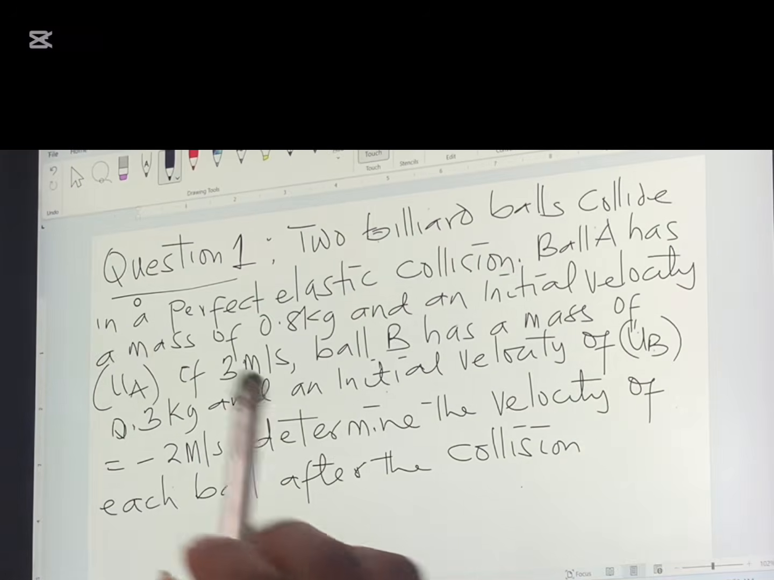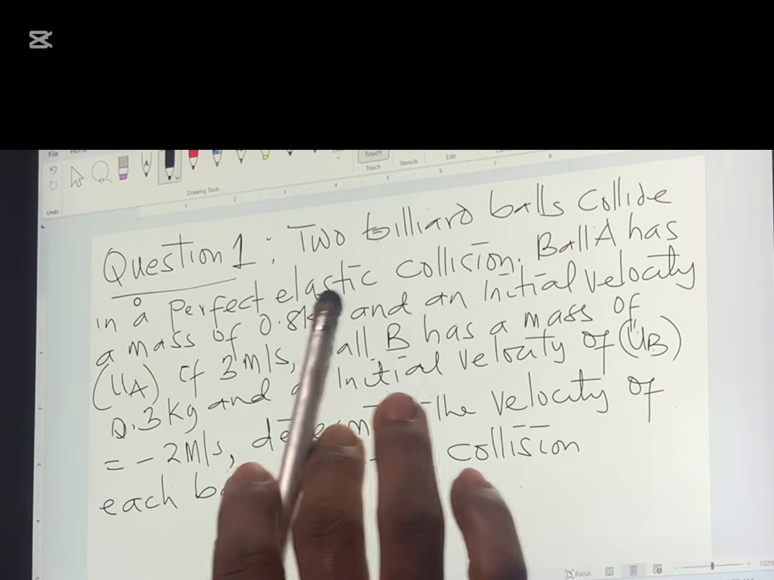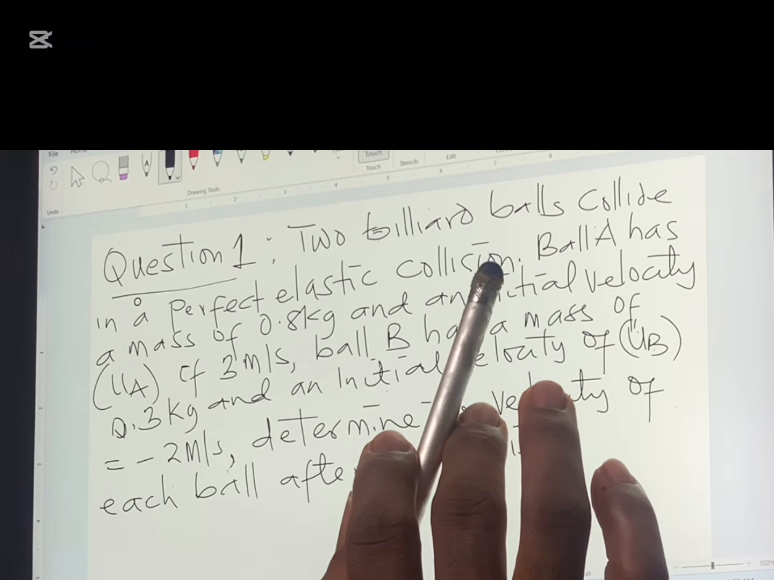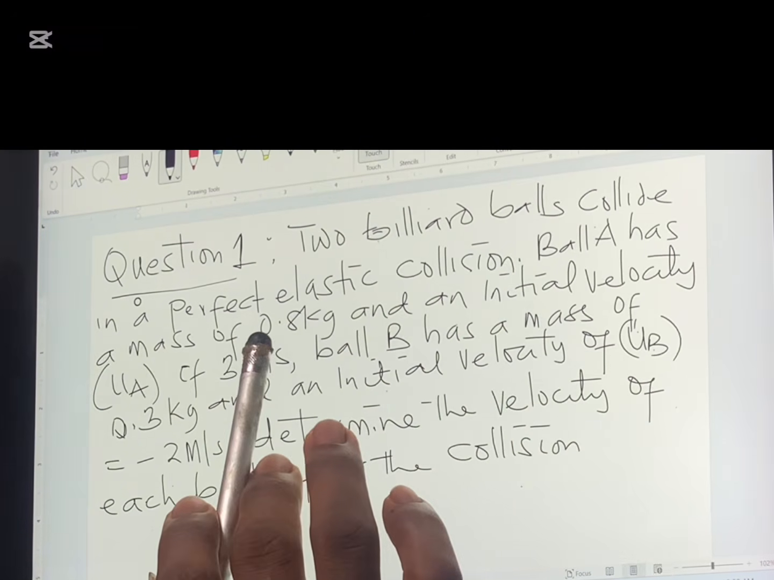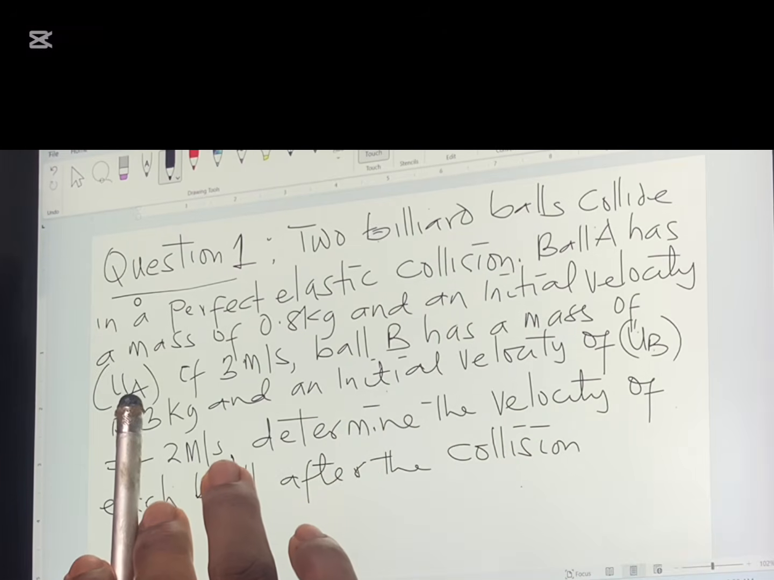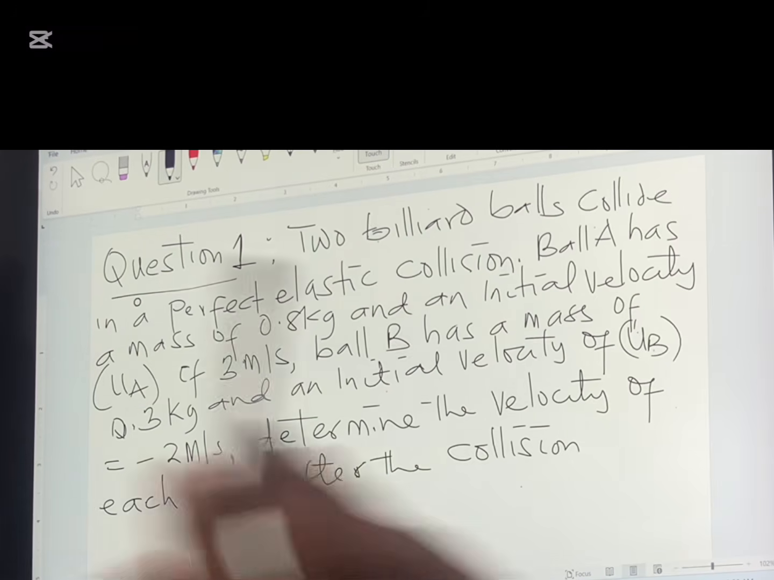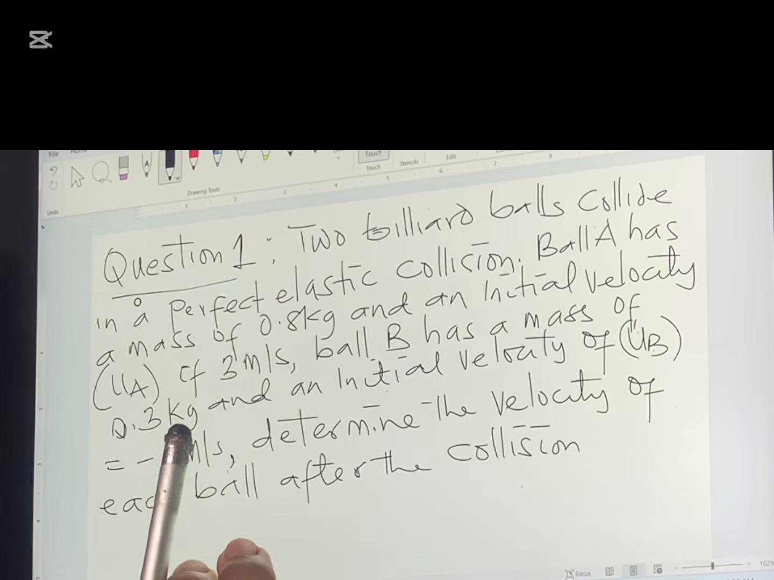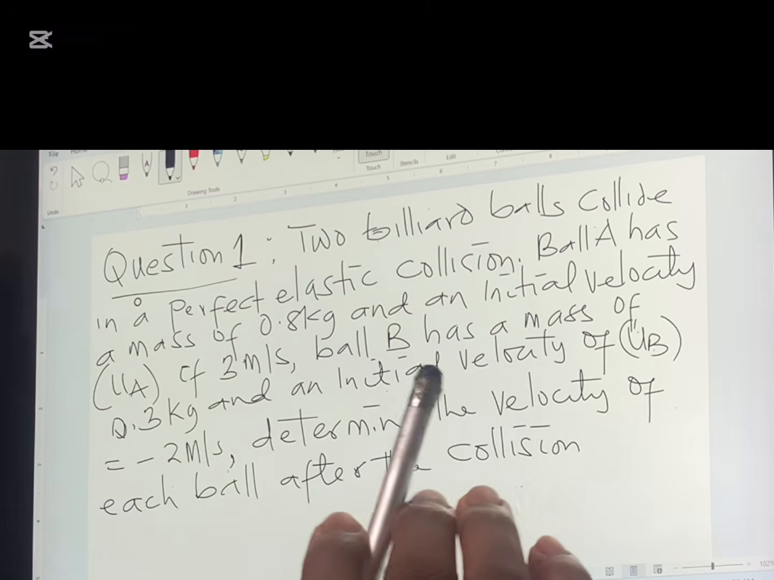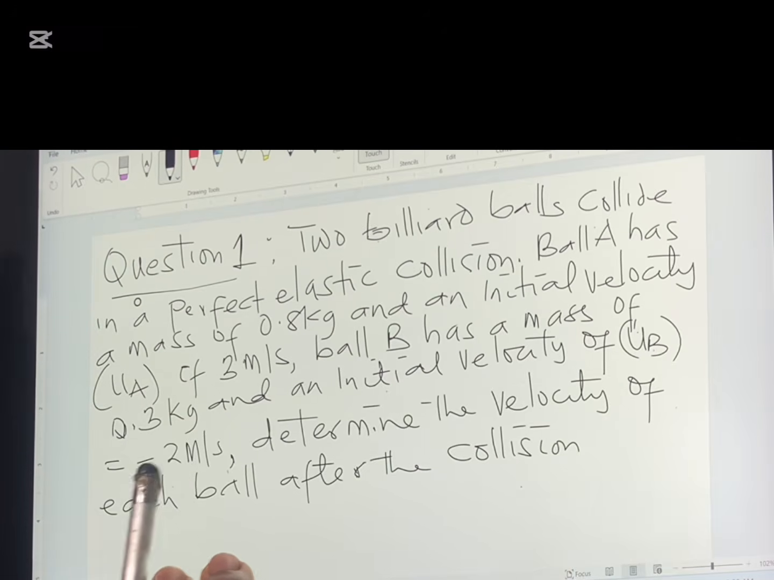Now, they said two billiard balls collide in a perfect elastic collision. Ball A has a mass of 0.8 kg and an initial velocity UA of 3 meters per second. Ball B has a mass of 0.3 kg and an initial velocity UB equal to minus 2 meters per second. We are asked to determine the velocity of each ball after collision.